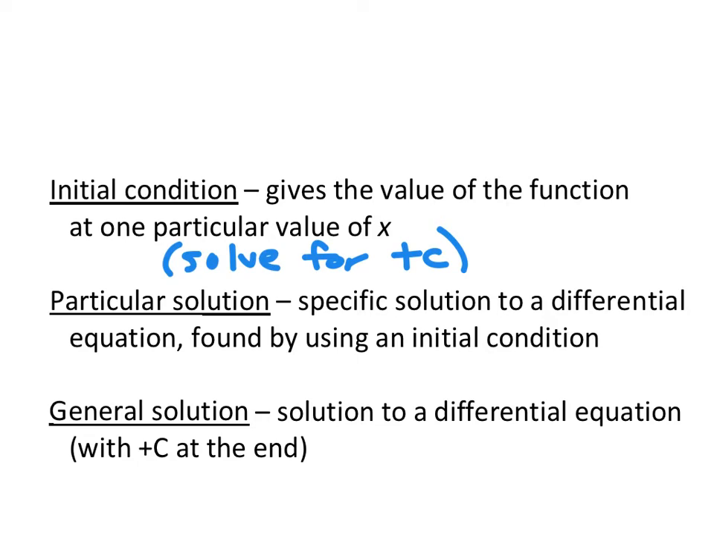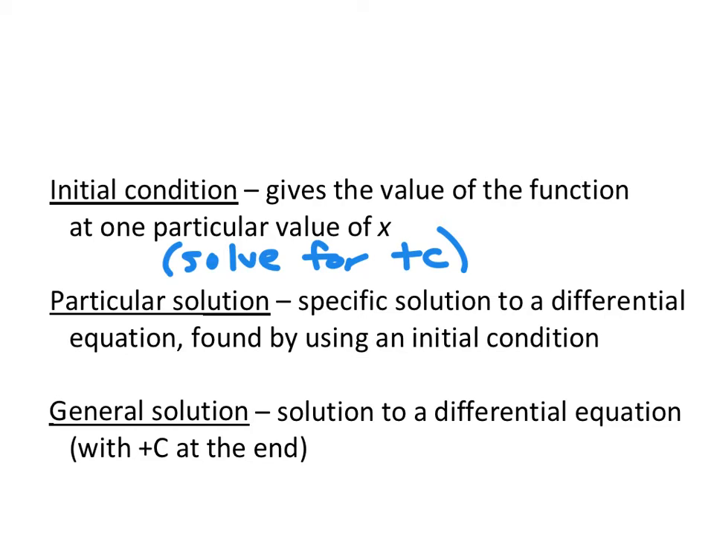With a particular solution, we actually have that c value from the antiderivative solve for the value that it actually equals. And so this gives us one particular answer, one specific answer. So this is a specific solution to a differential equation found by using the initial condition, which is that point that they gave us. If we do not have a point that's given, though, our antiderivative will have a plus c at the end. And so because c is a very generic number, we call that a general solution.